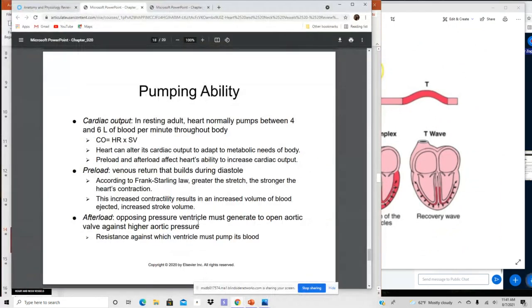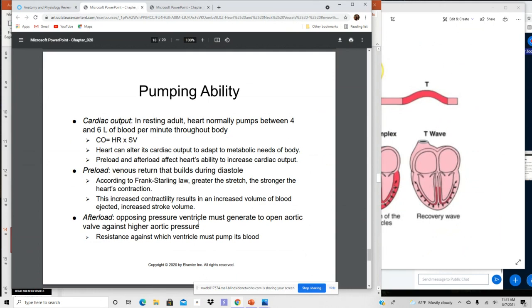The pumping ability of the heart is measured through cardiac output. In the resting adult, the heart normally pumps between 4 to 6 liters of blood per minute throughout the body. The cardiac output can be calculated by multiplying heart rate by stroke volume. The heart can alter its cardiac output to adapt to the metabolic needs of the body. Preload and afterload affect the heart's ability to increase cardiac output.